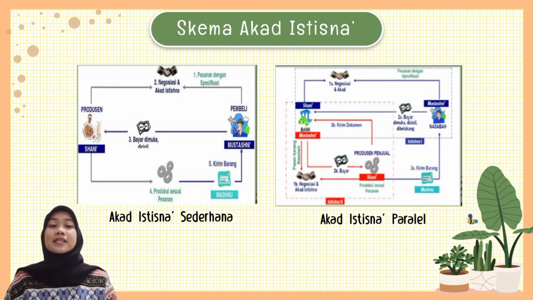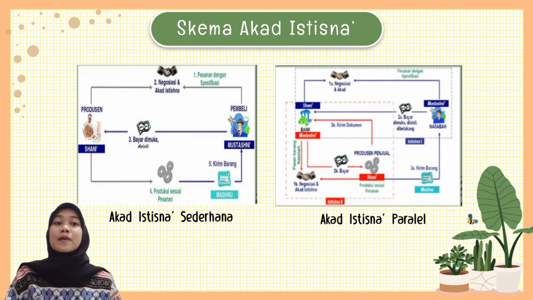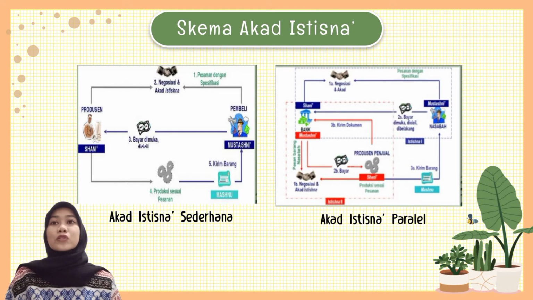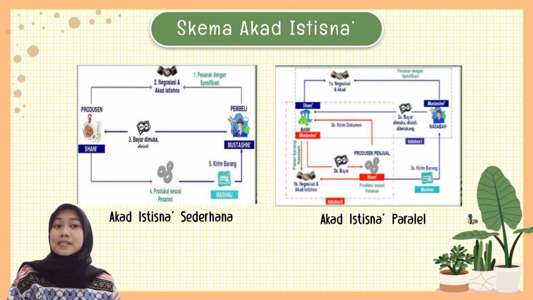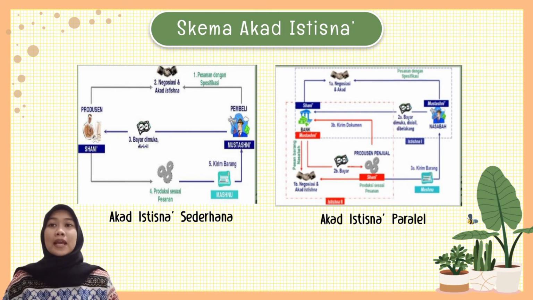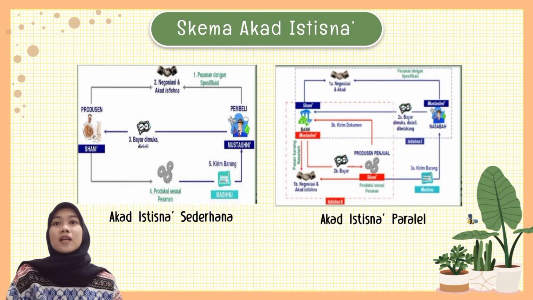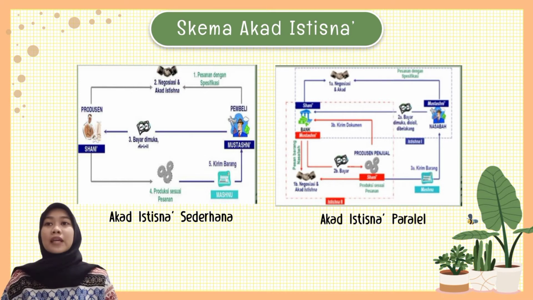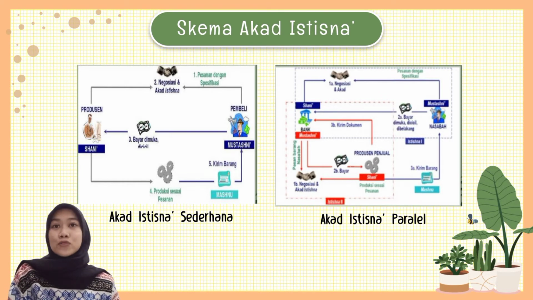Next, the second, istisna contract is parallel. In the picture, it can be seen that there are two dotted lines. The blue dotted line is the first istisna, while the red dotted line is the second istisna. The flow in the first istisna, namely the customer comes to the Islamic bank to order the manufacture of goods in the form of a house.